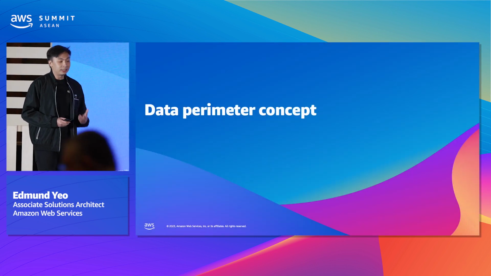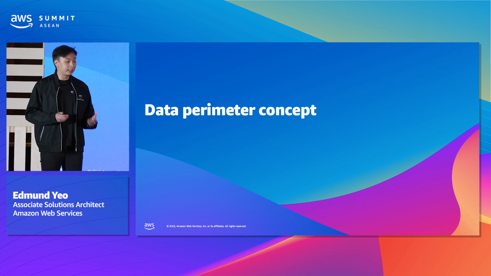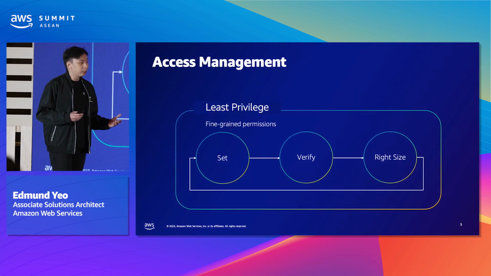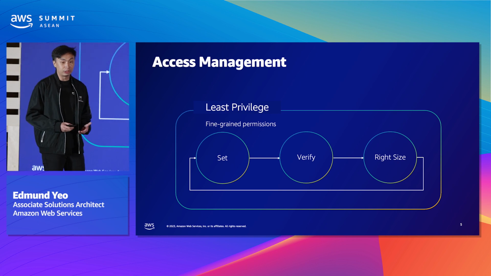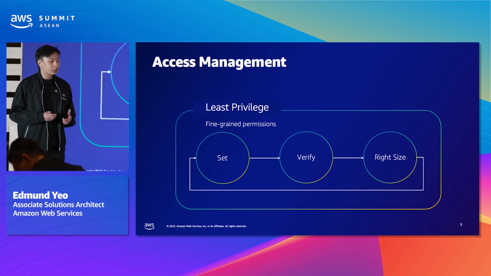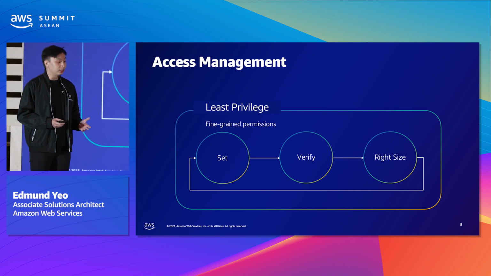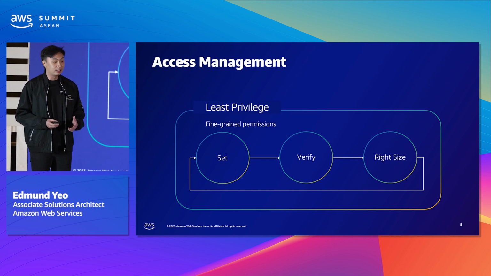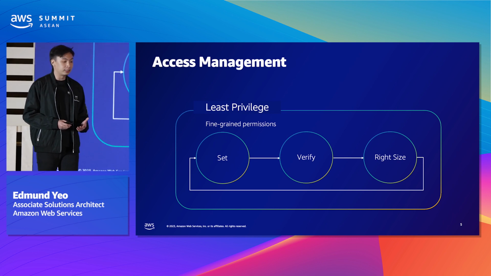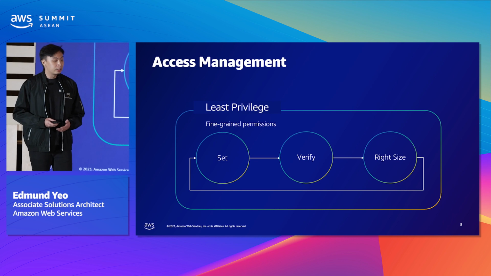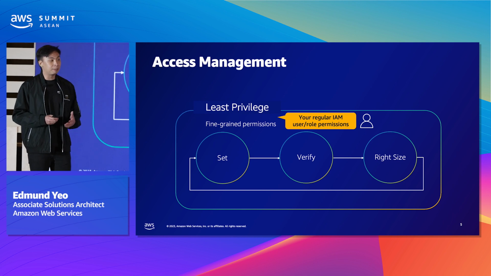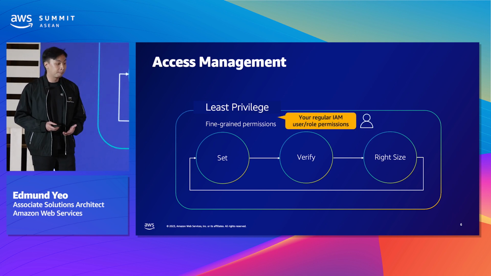So when we want to talk about data parameter, we first want to look at what is data access management on AWS. We are familiar with the principle of least privilege, which is giving your users only the necessary privileges for them to complete their tasks. So in AWS, we see least privilege as a journey where you first give your teams a set of access to cover their potential operational needs. And then you verify and refine the permissions when your workload actually matures on AWS. So these fine-grained permissions are usually set on your IAM users and roles. And sometimes this can be configured on resources as well.